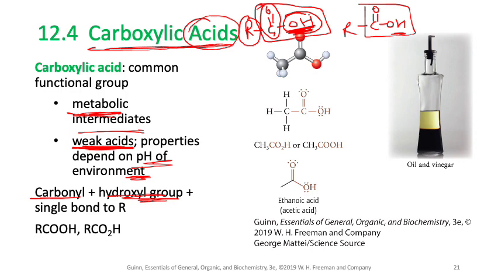How you normally draw or write the carboxylic acid: sometimes we draw the entire structure like this, sometimes we just write RCOOH, right? Because what is RCOOH? This is R, this is C, this is OOH. And sometimes you will see in the textbook this can also be written as RCO2H, because you have two oxygens, that's why I'm writing O2H. So there are different ways of representing this carboxylic acid.